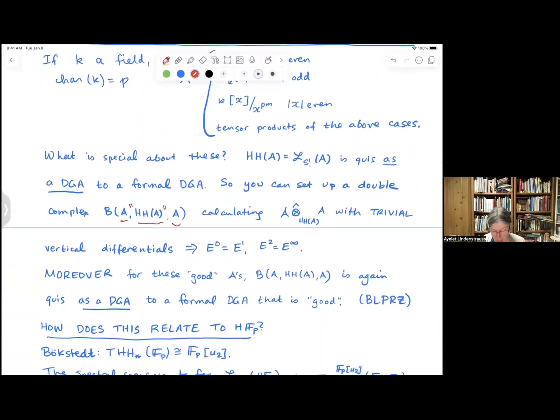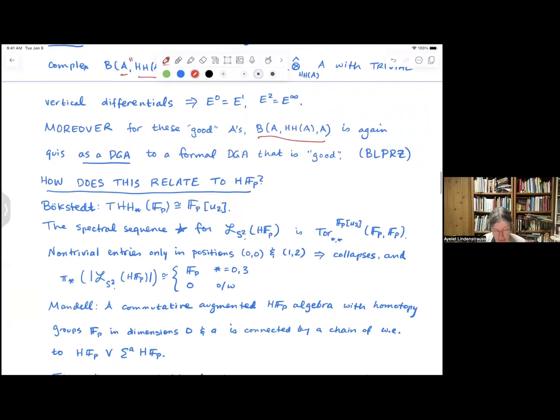And not only that, but this thing is again quasi-isomorphic as a DGA. So the homology of these good things remains good. And so the derived tensor is again quasi-isomorphic as a DGA to a formal DGA that's good. And that's stuff that I did in the same paper with Bobkova, Poirier, Richter, and Zakarevich. So this is good because now there are cases where we could calculate the Loday constructions over all spheres, but we are still stuck with the HF_p situation.